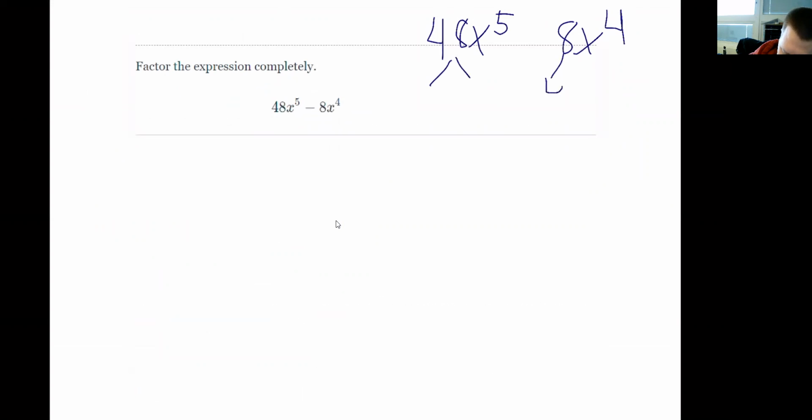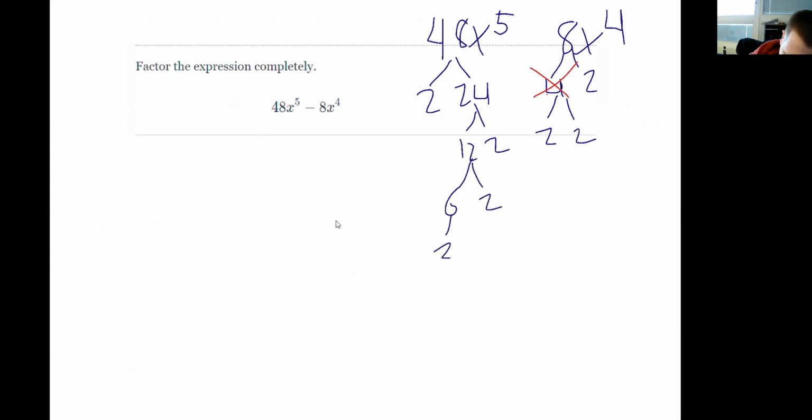Like, this would just be 4 and 2, 2 and 2, so we get 3 2s basically. If you start breaking down the 48, you could do 2 and 24, you could do 12 and 2, you could do 6 and 2, you could do 3 and 2. And your tree could look different than mine. You could have done different factors, but you should still end up with the same things at the end, these prime factors.